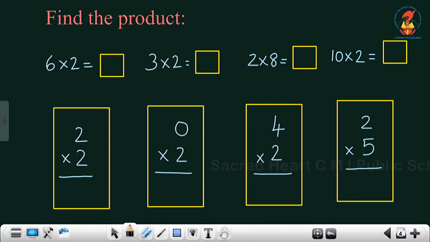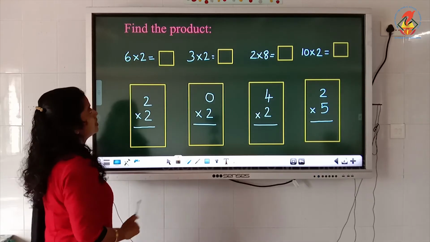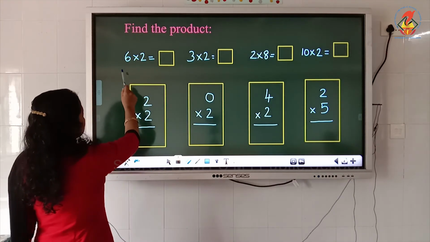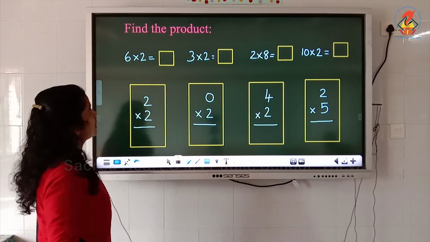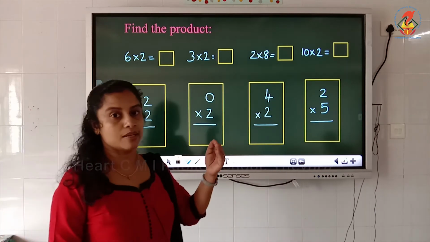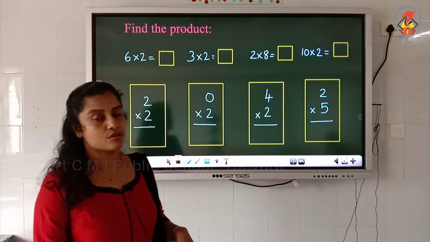Read the question. Find the product. So what is the first question? 6 times 2. To get the answer, what do you have to do? You have to tell the tables of 2 from the beginning. Okay, so how will you say?